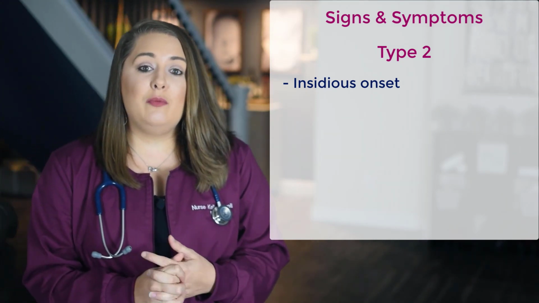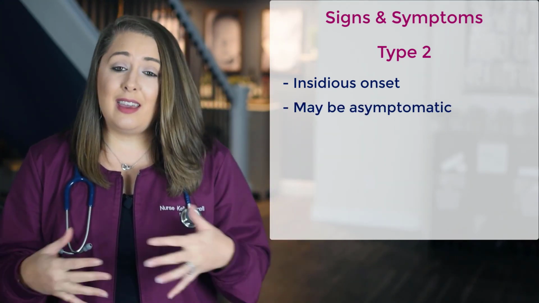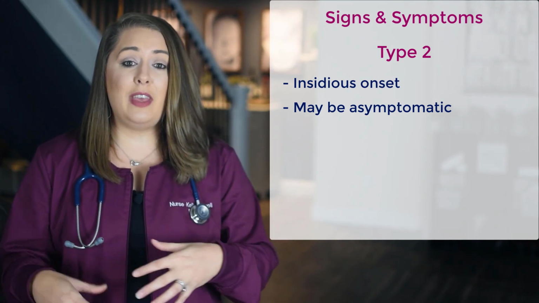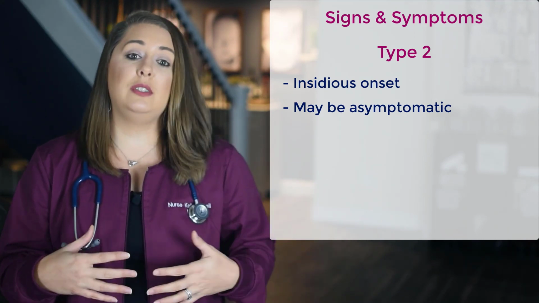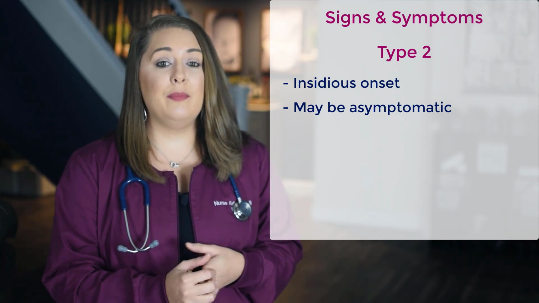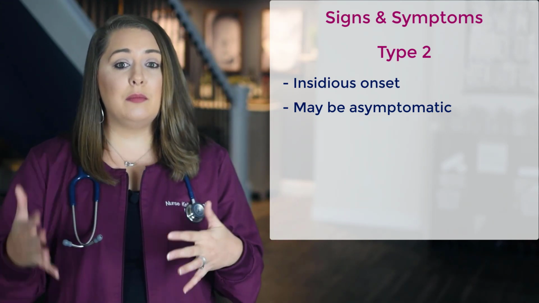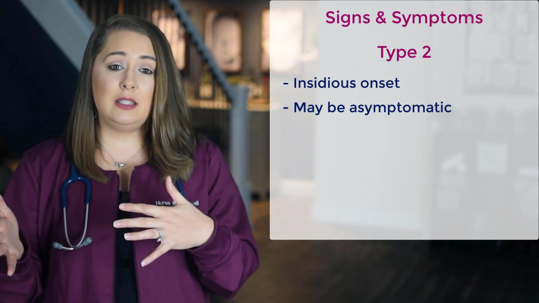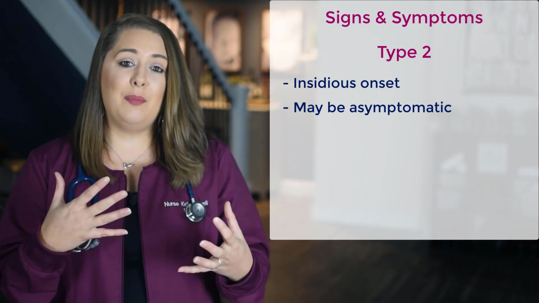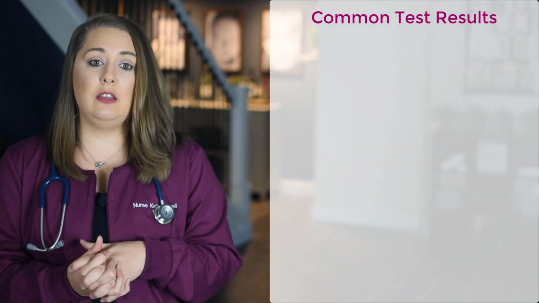And the patients with type 2 may actually be completely asymptomatic, and they're only diagnosed when they go for routine blood work, which shows that they have an elevated glucose level. And again, this is because there's still some insulin being produced and some glucose is still being moved into the cells. So your body does compensate for a little while. All right, so now let's talk about some common test results that you'll see.